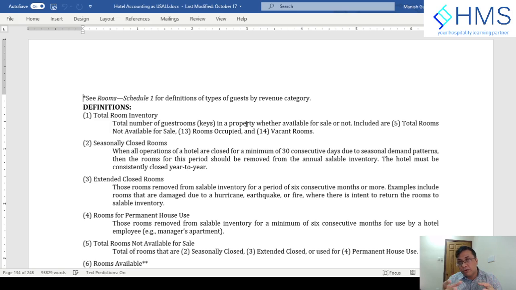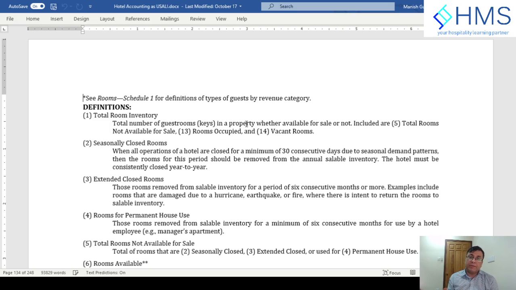There may be a bathroom issue, there may be a mattress issue, there may be water leaking in the room, and the room is closed for maybe 10 days, 20 days, 30 days before it is fixed and released for sale. In those cases, the inventory is not reduced because it's not up to 6 months. It's only the major renovation. When we are doing that major renovation for 6 months, then only we will be removing that from the inventory. So the difference from the seasonally closed room is that it is done every year, is a consistent thing, and the minimum is 30 days. There is no maximum.